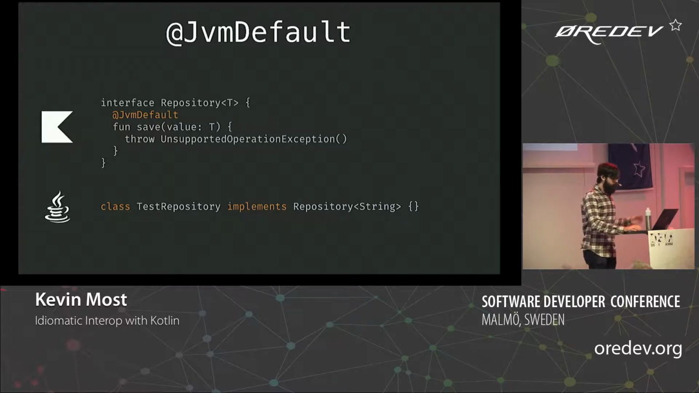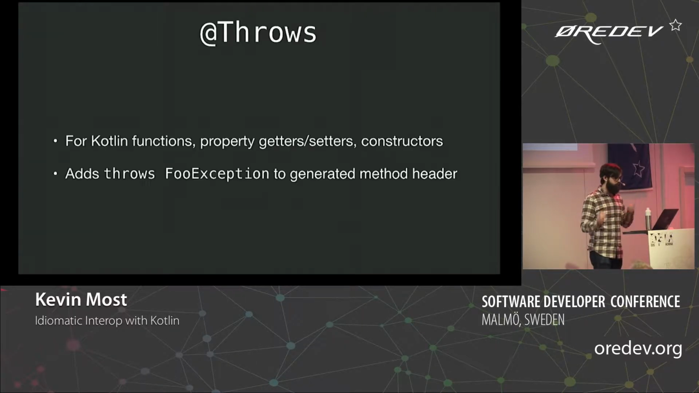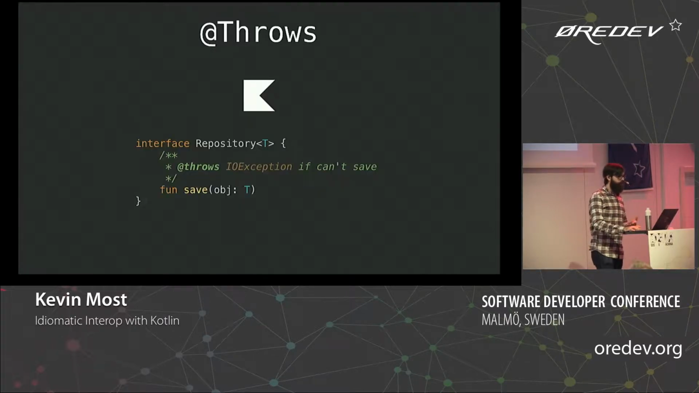So this one's not a JVM annotation, but it is an annotation. It's the Throws annotation. You put it on a function, property getter, setter, or constructor, and the method header that's generated in the bytecode has a throws clause in it. So let's say you have this repository again, right, with a save function, and let's say repositories always fail for some reason. Maybe the disk isn't available or the network isn't available, so you throw an exception in that case. That's like the method contract that we're setting up, right? If you fail to save, throw this exception.